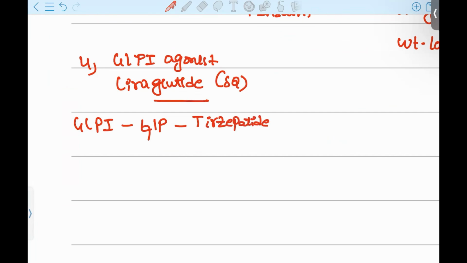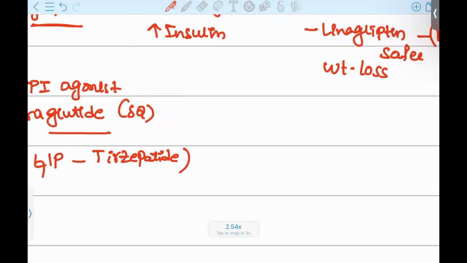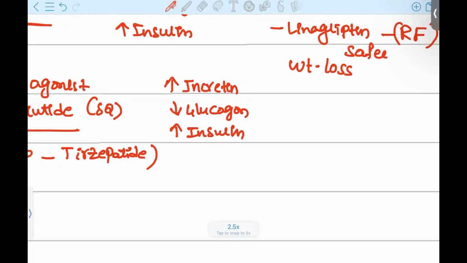This is the drug that newly came into the market. Okay. Now let's go back to the liraglutides, your GLP-1 agonist. This will also indirectly increase the incretin levels. And further, if incretin is increased, obviously, as we discussed, the glucagon will be decreased. And if glucagon is decreased, insulin will be increased. So this is how the GLP-1 agonist works.